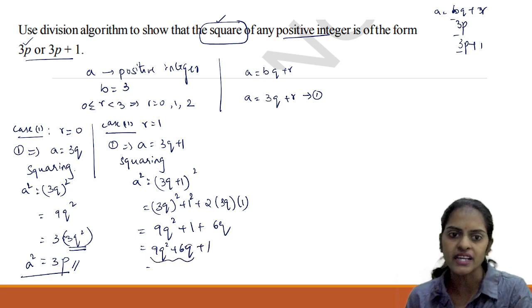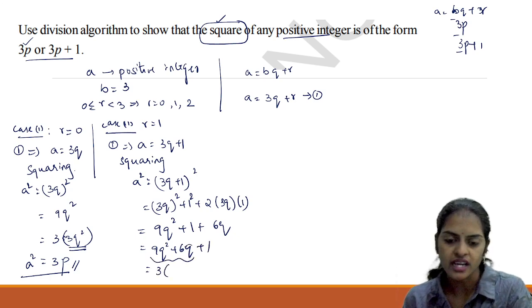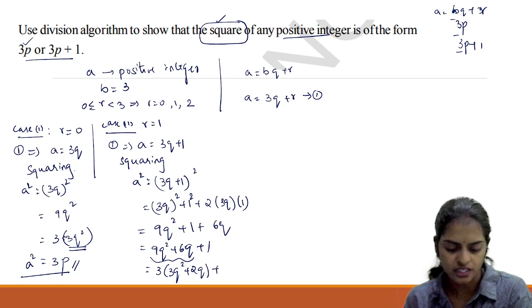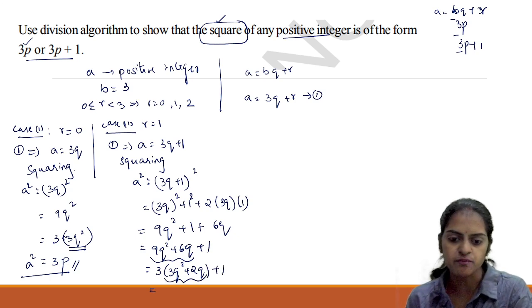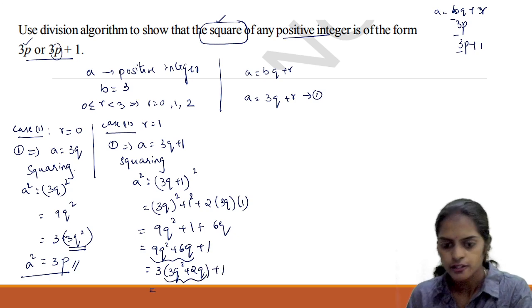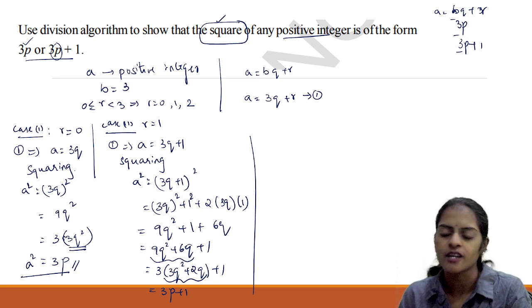From these two terms, again 3 I can take common. So I'll get 3 into 3q square plus 2q, plus 1. This I can write as p, because here it is given as p. So 3p plus 1. Now what is left over with us? Nothing but the third case.